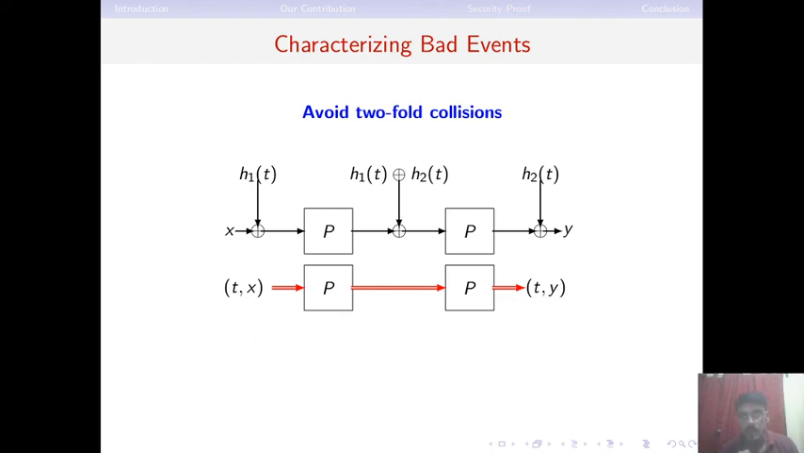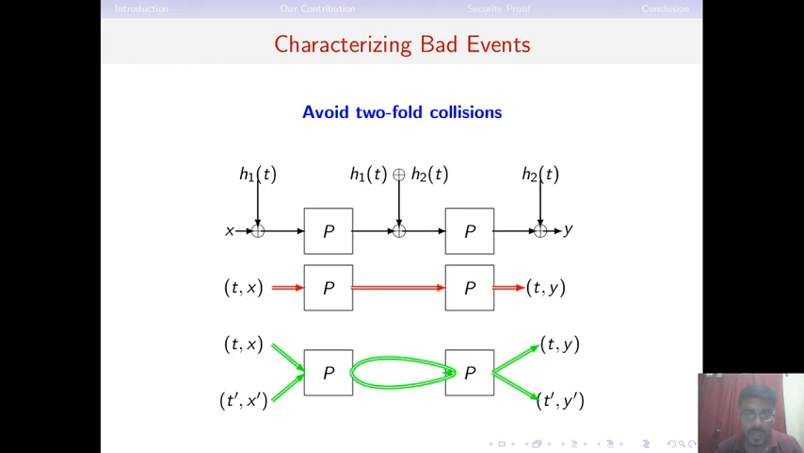And if the determined output again determines the input of the second permutation call, then you are losing the game, because in that case you are not getting the output of the construction as random, right? Similarly, if there are two construction queries, say tx and t'x', in which they collide at the input of the permutation P, then the output of the permutation will also collide. But if that collision again makes a collision at the input of the second permutation call, then again you are not supposed to get the randomness in the output of the construction, right?